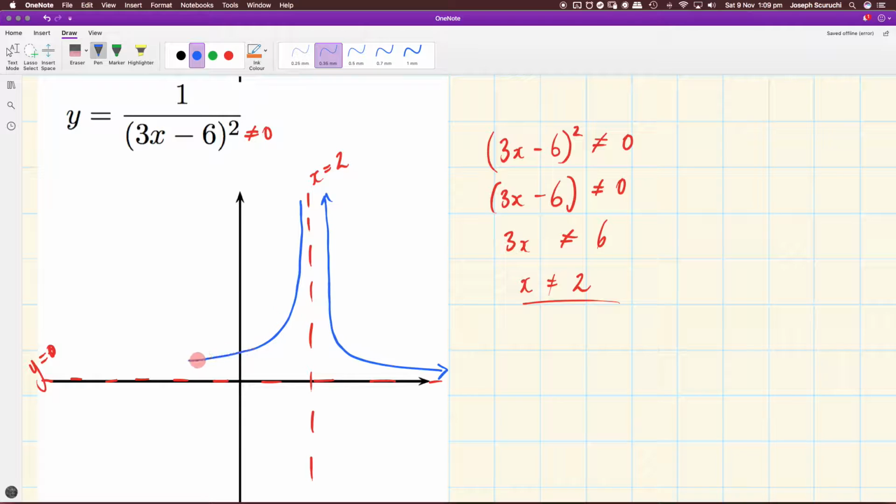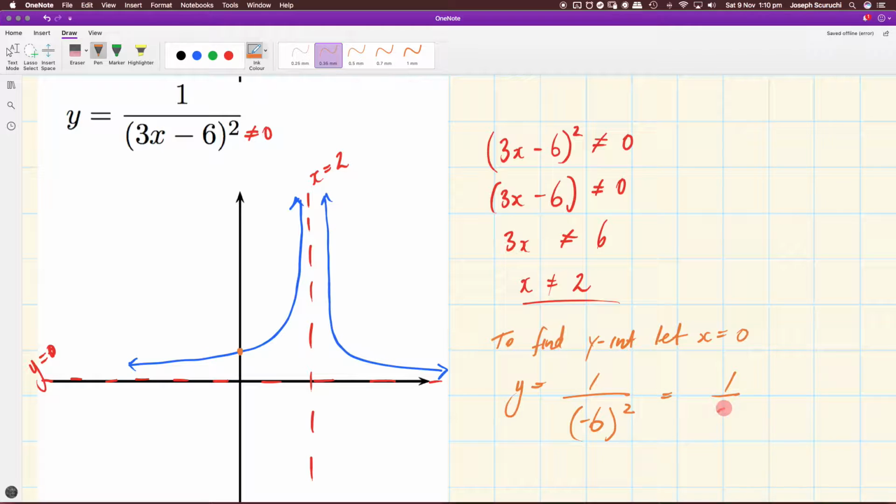And it's going to be clear that I'm going to have one y-intercept. So I can quickly find what my y-intercept will be. So to find y-int, let x equal 0. I'm going to skip some steps. 1 over, if I was to put 0 in there, 3 times 0 is 0, minus 6. I'm going to get minus 6 squared, which would be 1 over 36. So this value right here will be 0, 1 over 36. Let's move on to our next one.